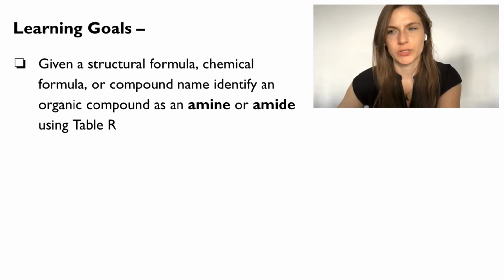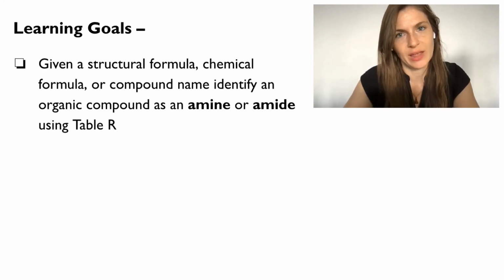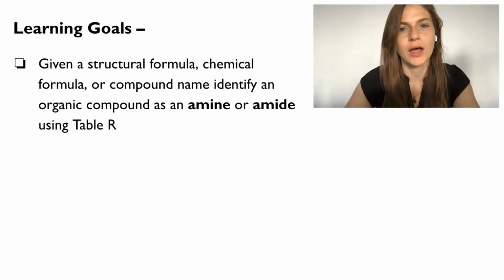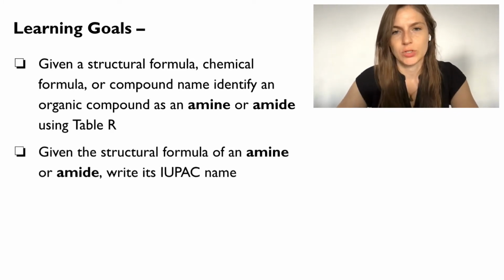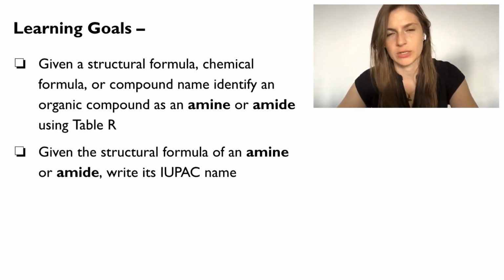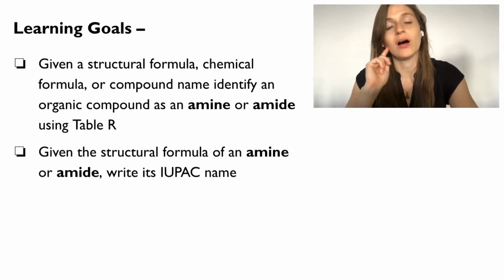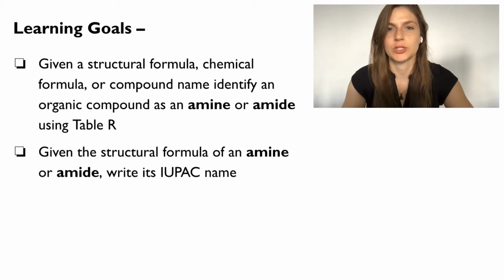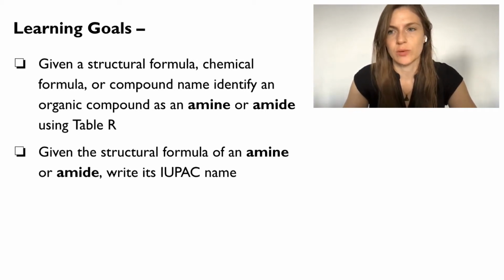So our learning goals for today: we are going to learn how to identify whether or not an organic compound could be classified as an amine or an amide based on its chemical formula, its structural formula, or its name. And we will learn how to, if we are given a structural formula, identify what the name of that particular compound would be. So you'll need your New York State reference table, Table R, if you are using this to prepare for the New York State Regents exam. Otherwise, you'll need whatever reference table you are using to determine functional groups, and we will get going.